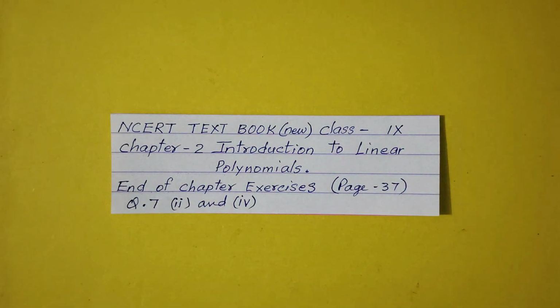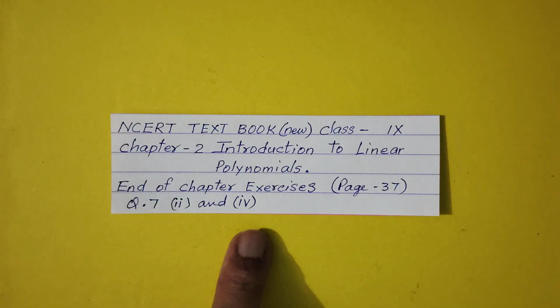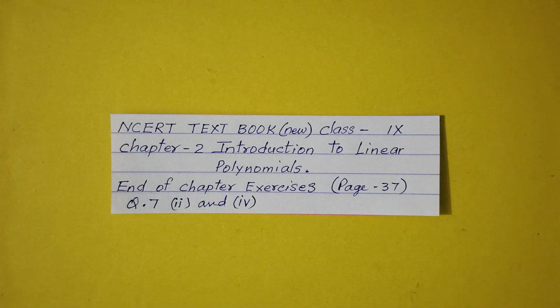In this class, we'll solve sums from NCERT textbook, class 9, chapter 2, Introduction to Linear Polynomials, end of chapter exercises, page number 37, question 7. We are solving the second one and the fourth one. In question 7, second and fourth we are solving in this video.